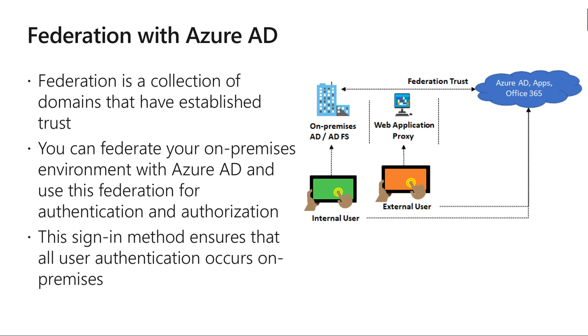So a typical federation might include a number of organizations that have established trust for shared access to a set of resources. So you can federate your on-premises environment with Azure AD and use the federation for authentication and authorization. This signing method ensures that all user authentication occurs on premises, so it meets your compliance policies, right? The method allows administrators to implement more rigorous levels of access control.